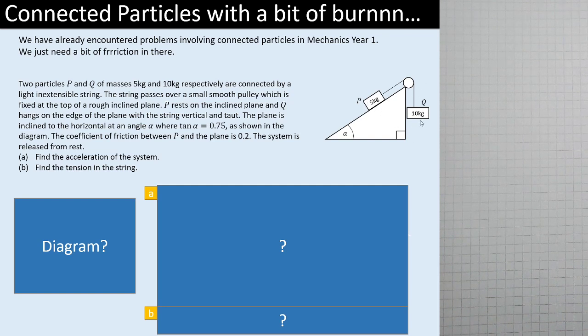Because this is only going to head straight down, there's not going to be any components of the weight for this. But because this is heading at an angle, there will be components of this. Okay?